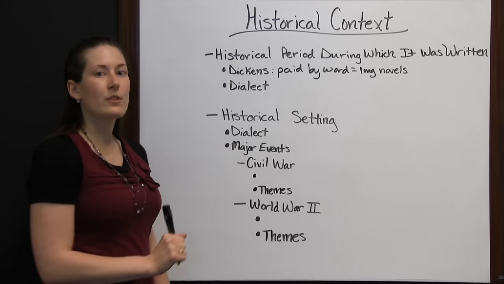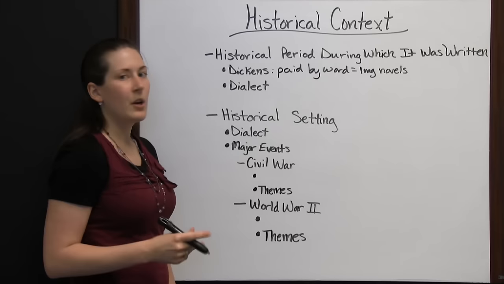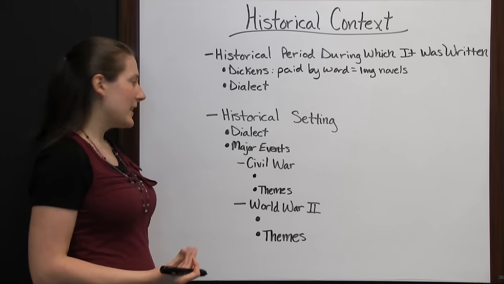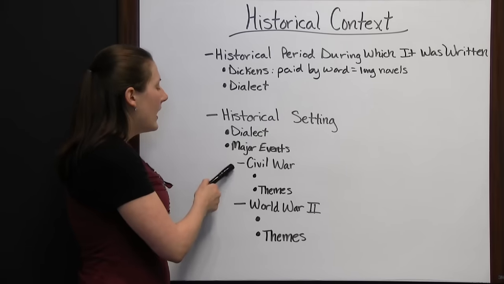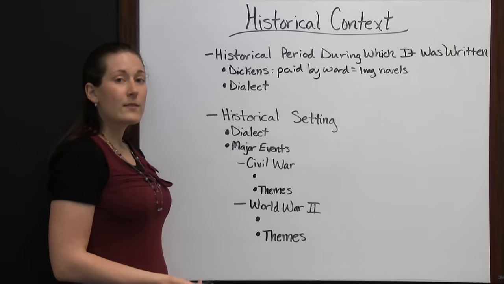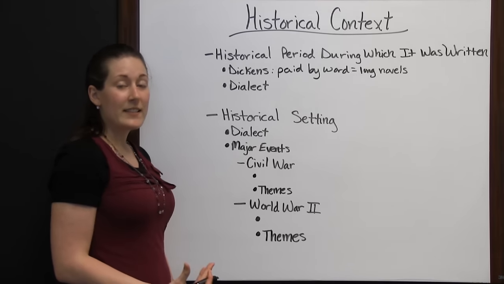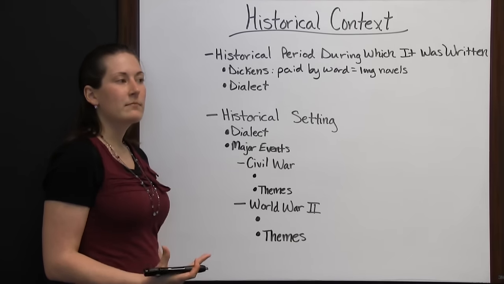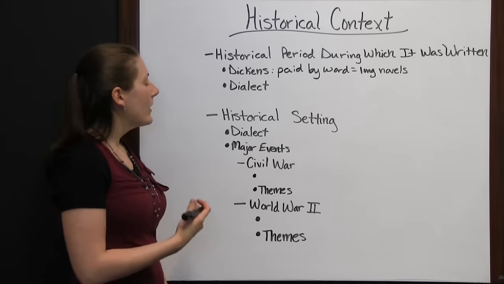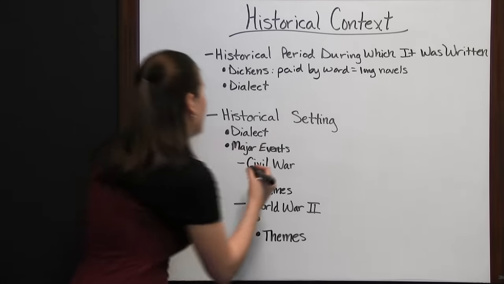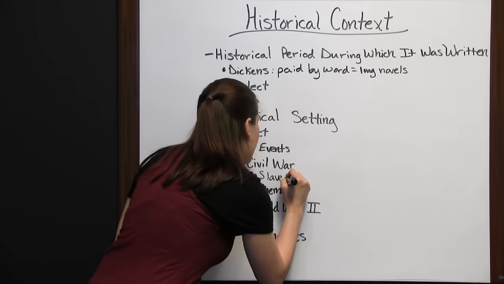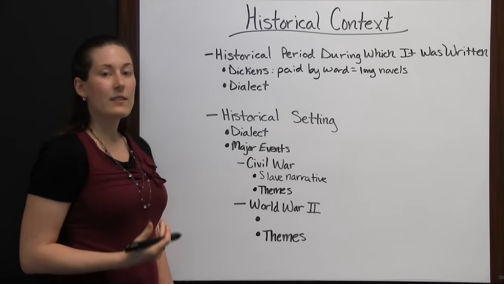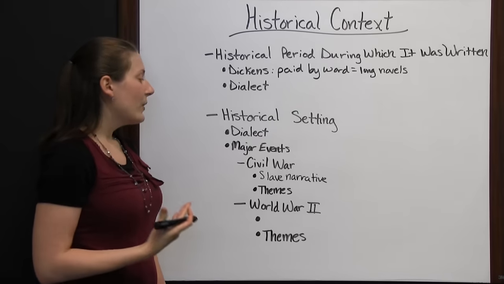Another thing to pay attention to with historical setting is major events that are going on. You want to be familiar with the time period during which a story is set so you can have a better understanding of it. So, one example is the Civil War. During the Civil War, slavery was the normal thing in the South. And whenever the Civil War is over, lots of slaves or people that used to be slaves wanted to tell their story. And so what came about were slave narratives. And these painted a picture of what slave life was actually like during that time.